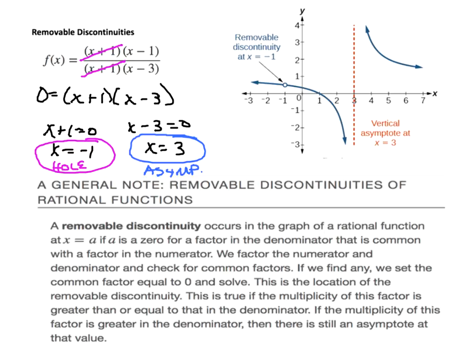All right, so if you look, this is a picture of the graph. Here's my vertical asymptote at x equals 3, and here's my hole at x equals negative 1.